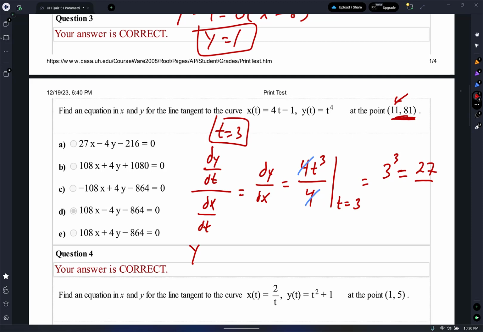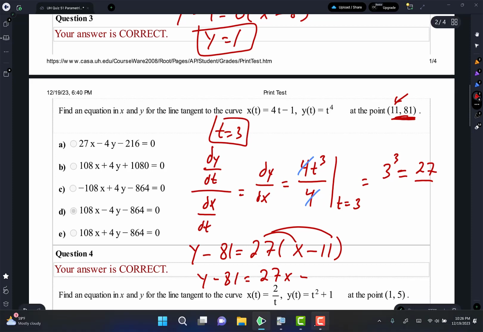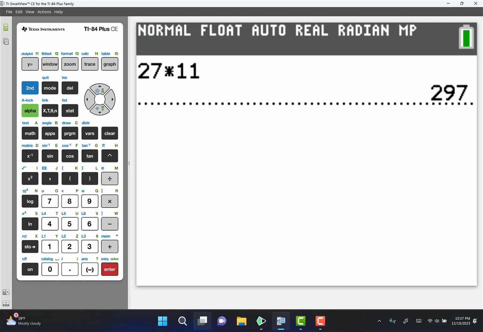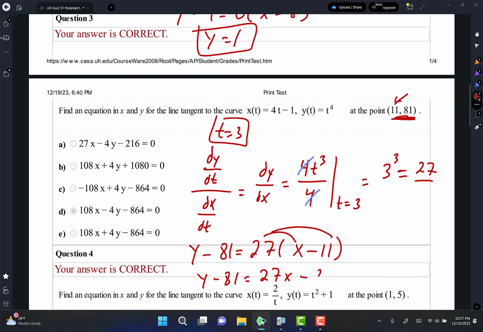So I'm going to write y minus 81 equals 27 times (x minus 11). And then we're going to distribute like so. So y minus 81 equals 27x minus, and I don't know what 27 times 11 is. So let's see what that is. 27 times 11 is 297. And I noticed that there's a zero here, so that means I'm going to move everything to the left.